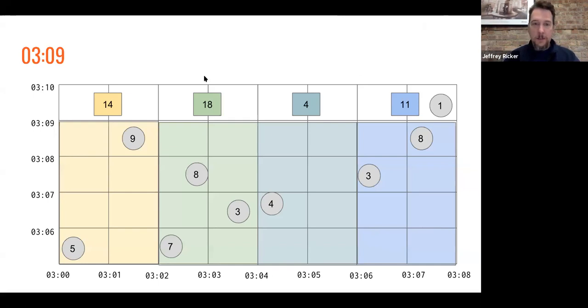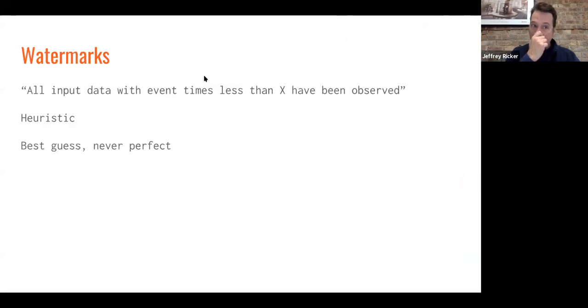So one of the ways that you can deal with this is watermarks. We're not going to dive into watermarks, but the concept is that the system says for you: all the input data for event time less than X have been observed. And it's a heuristic, it's a best guess, it's never perfect, but you gotta do it sometimes.